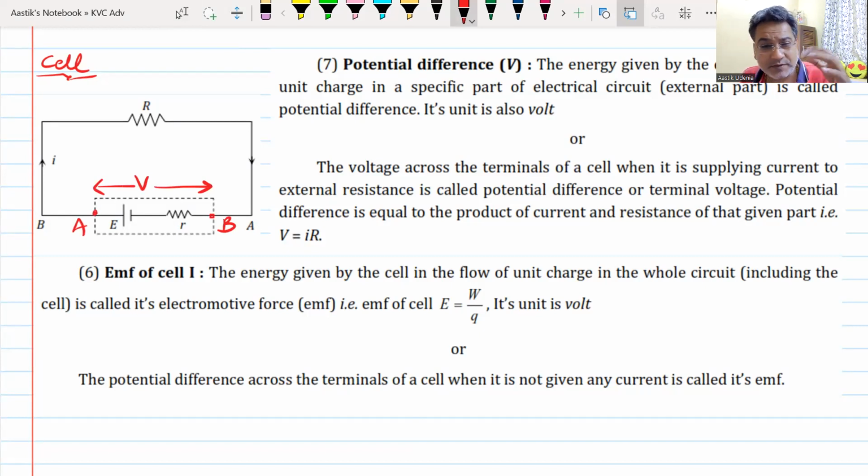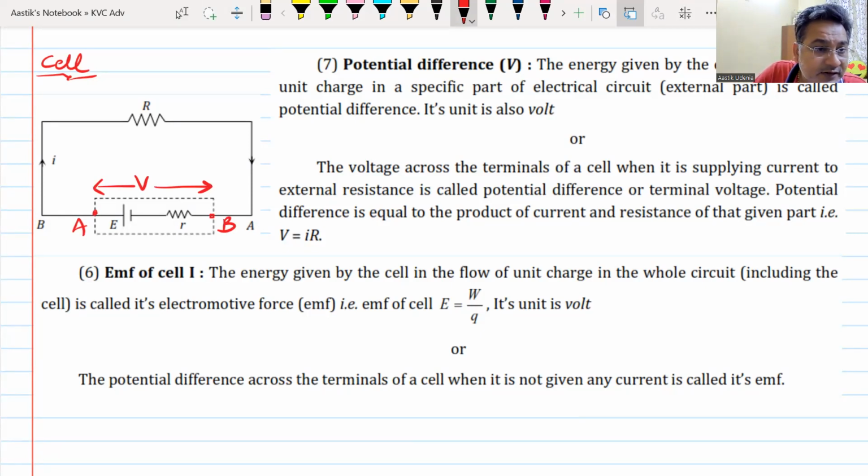When the battery is in open circuit, this potential difference would be equal to EMF. If the battery is in closed circuit, this may be more than EMF. This can be less than EMF. If the battery is non-ideal. If the battery is ideal, it is always equal to the EMF. Do we understand this? Yes, sir. Do we remember this? Yes, sir.